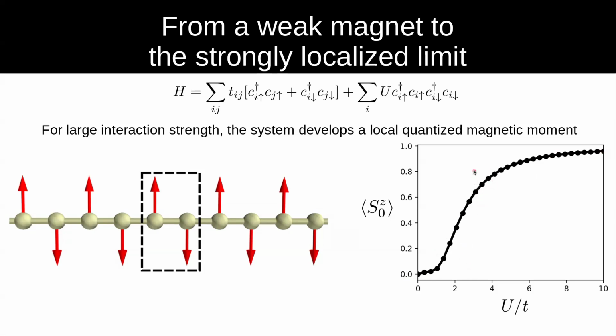If you're at an intermediate value of U, you don't have a finite spin in each site, but when you are very deep in the interacting limit, you have a finite magnetic moment, and in particular a quantized magnetic moment on each site. So this is the limit where we are going to be interested in the following.